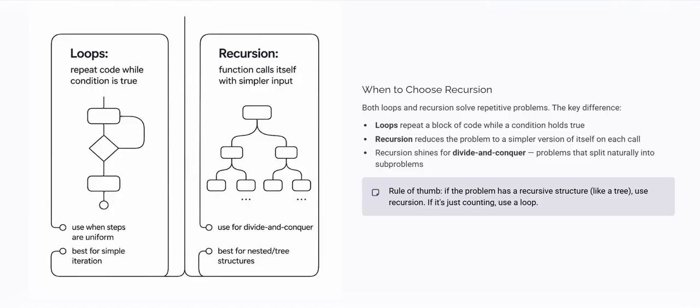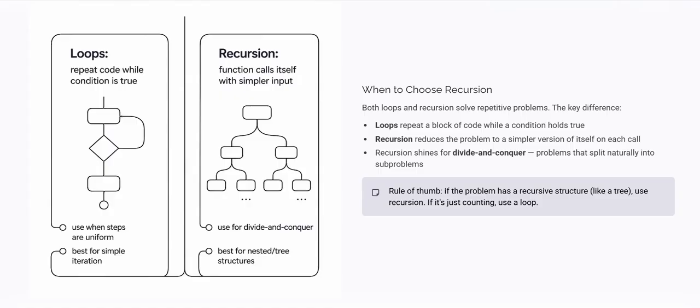So recursion shines for divide and conquer problems that split naturally into subproblems. Divide means it is breaking the problem into smaller pieces, splitting naturally into subproblems, and it is conquering by solving them. After dividing, the problem got easier. That's how it is conquering it. That's what is meant here.